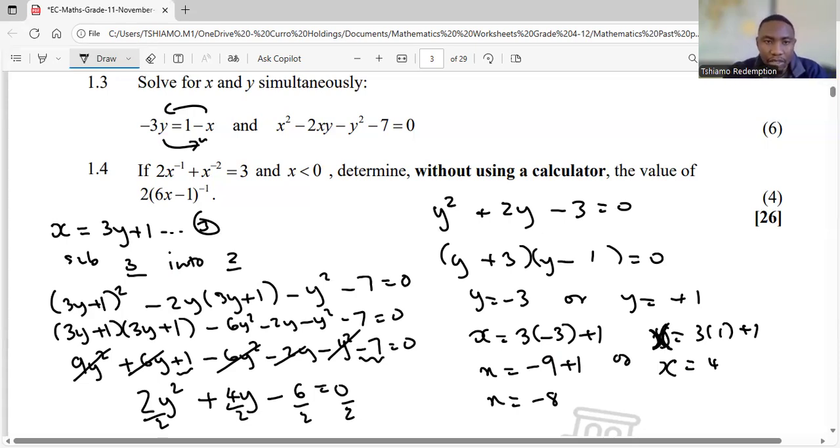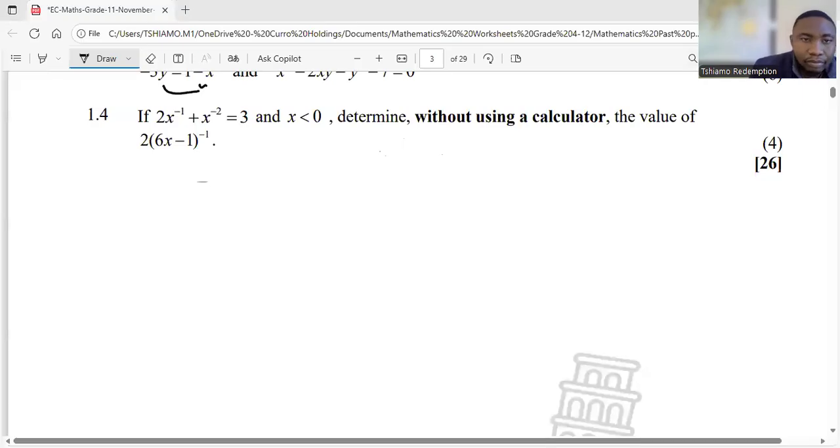So we're doing the last question now. Look at that question. Let me erase here. Okay. So this question: if 2 x to the power minus 1 plus x to the power minus 2 equals to 3, x is less than 0, meaning it's a negative. Without the use of a calculator, determine the value of that expression. So how would you do this question?